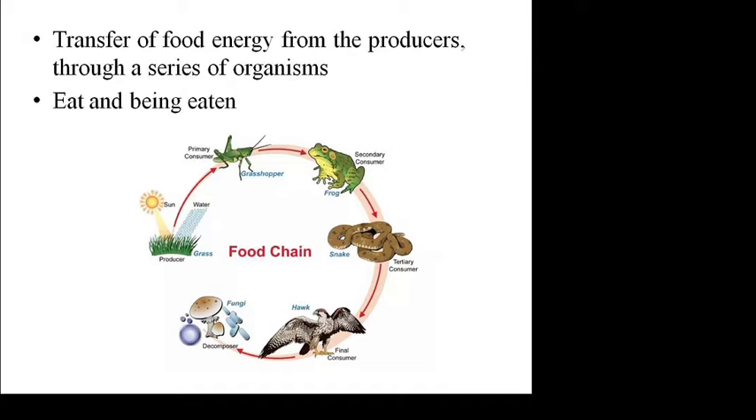Now, what happens is grass is being eaten by a grasshopper. That is your primary consumer. Then the grasshopper is being eaten by a secondary consumer. That is your frog. And the frog is eaten by a snake. So that is a tertiary consumer. And then we have a hawk, which is your final consumer, or sometimes we call it the top apex predator, and ultimately they die off and they decompose. So basically you see how food is being transferred from one organism to another. That is basically a food chain.